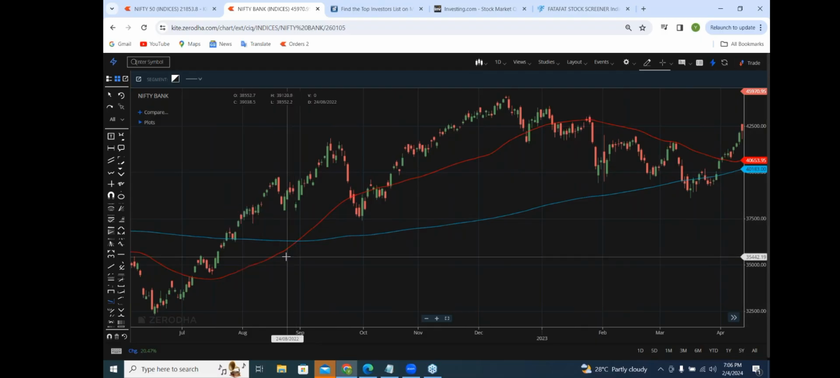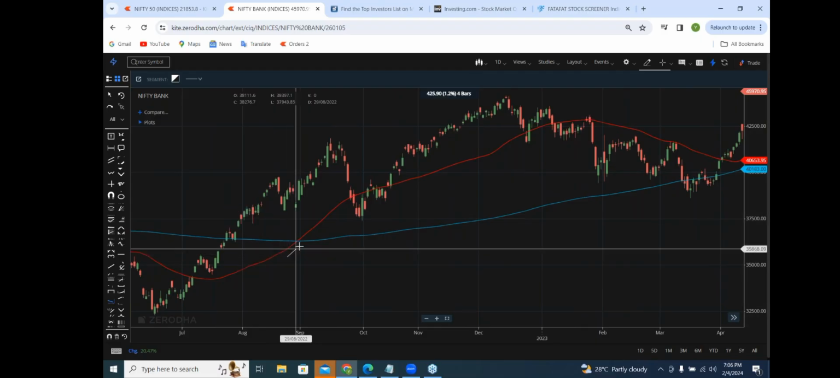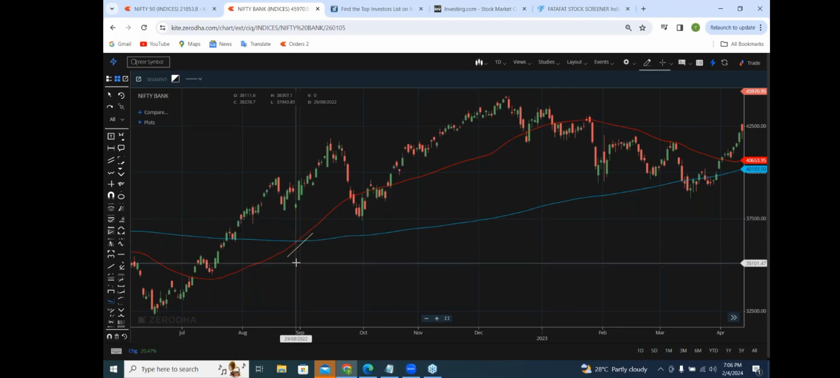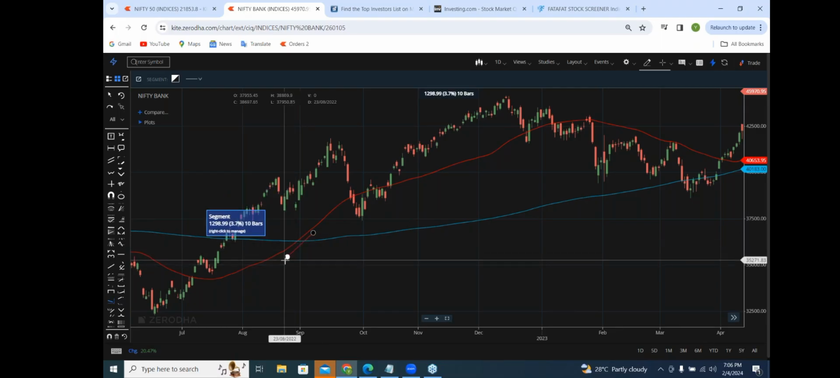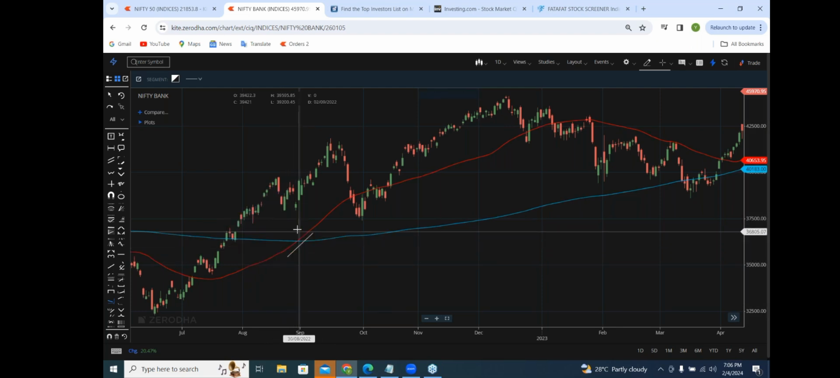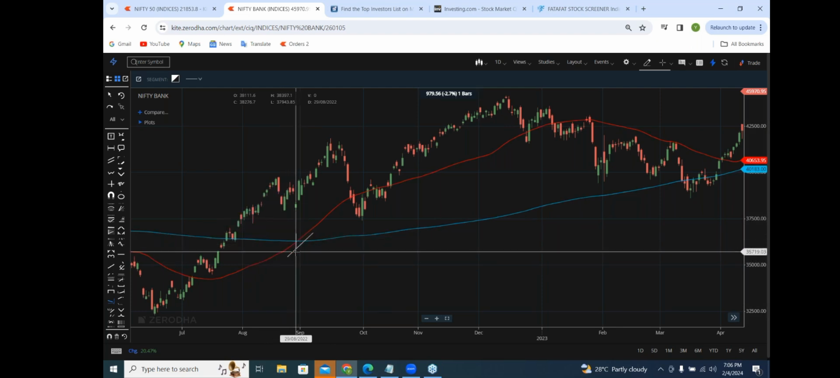So whenever 50 SMA crosses 200 SMA from bottom to top, listen to me very carefully. When 50 SMA crosses 200 SMA from the bottom to the top, this crossover is called a golden crossover. Many people can invest at golden cross, they can exit at death cross, still they can make it a multi-bagger.